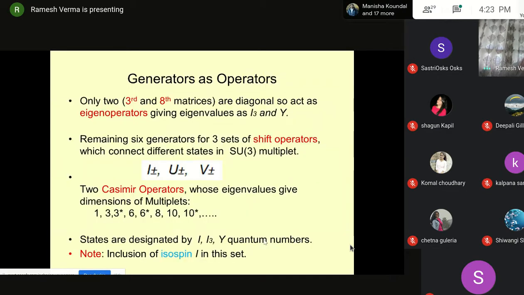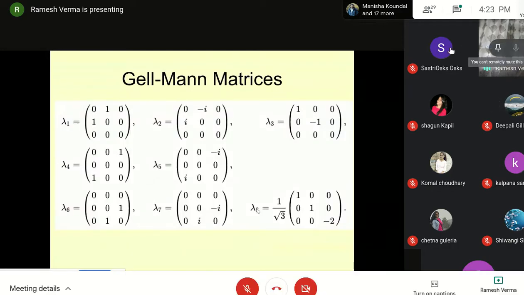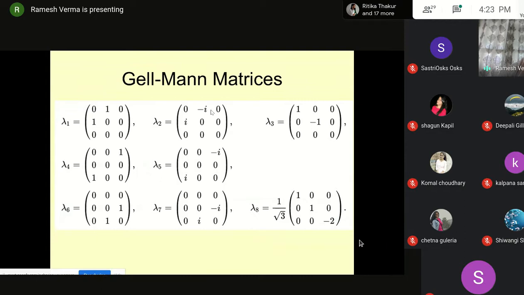Out of these, see that only lambda 3 and lambda 8 are diagonal. All others are off diagonal, and their diagonal counterpart is 0. So this immediately suggests that these two can be used as eigen operators. By the way, you can also decide how many eigen operators we will have. For SU(n), it is just n minus 1. For SU2, it was 1. For SU3, it is 2. For SU4, this will be 3. So it is just n minus 1. It is technically called the rank of the group.